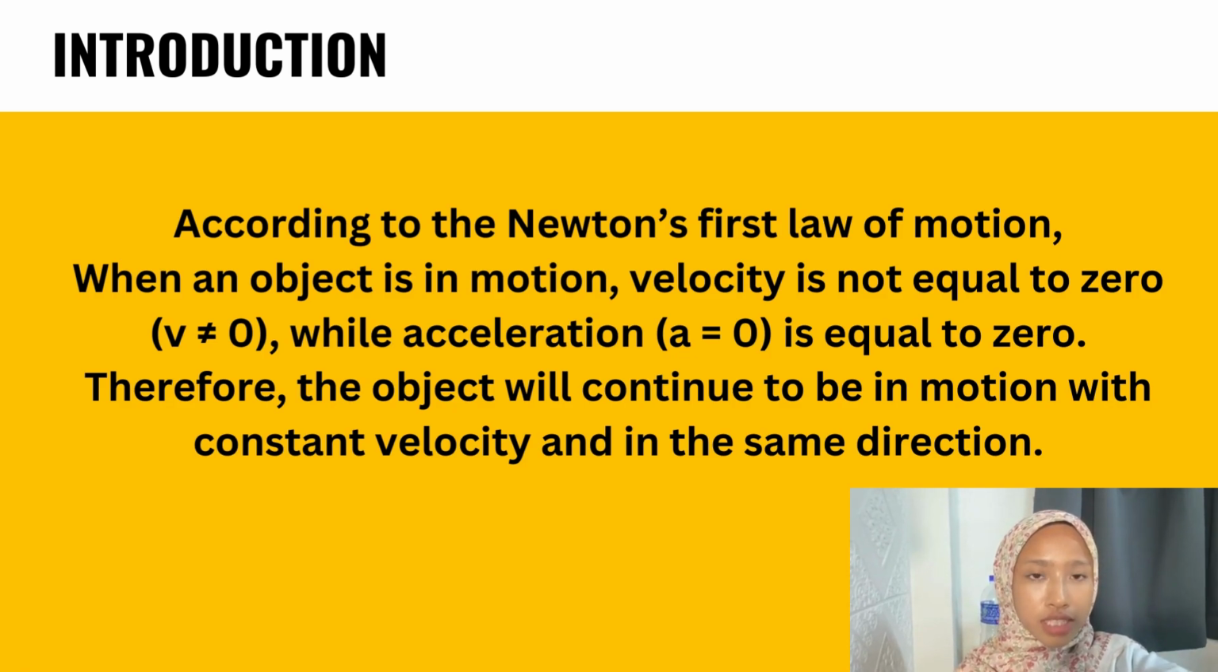For the introduction to lab 9, free fall is according to Newton's first law of motion. When an object is in motion, velocity is not equal to 0, where acceleration is equal to 0. Therefore, the object will continue to be in motion with constant velocity and in the same direction.